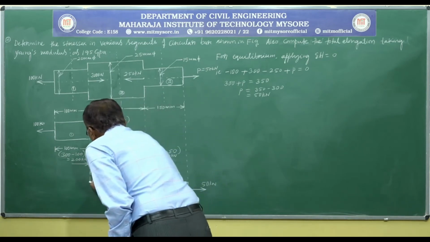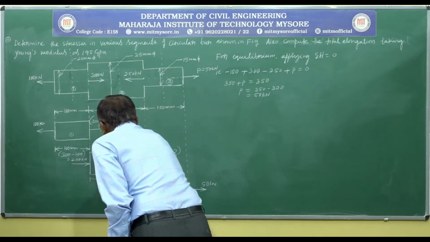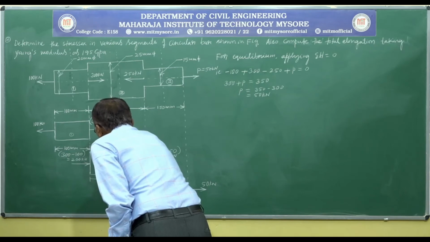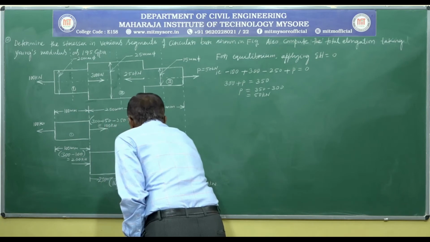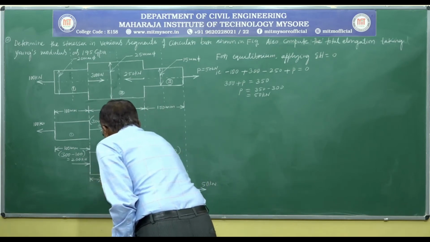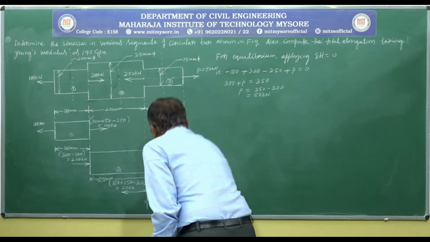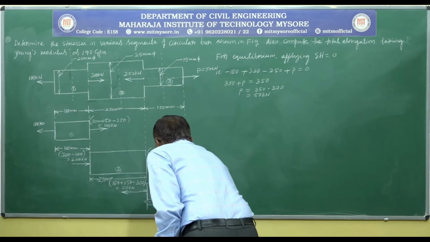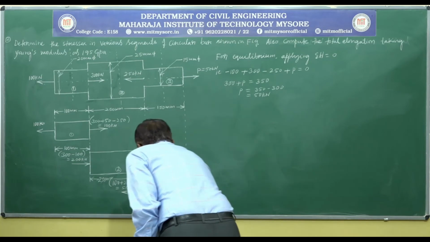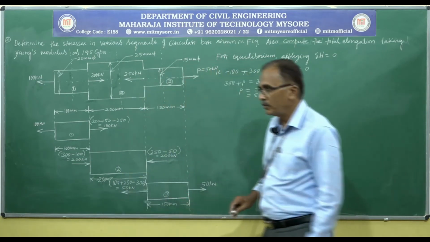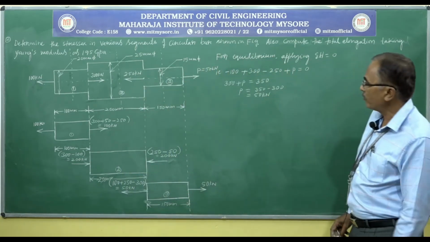So the second portion length is 200 millimeter, and the length of the third portion is 150 millimeter. So segment 3 is in equilibrium under the action of 50 kilonewton tensile force.